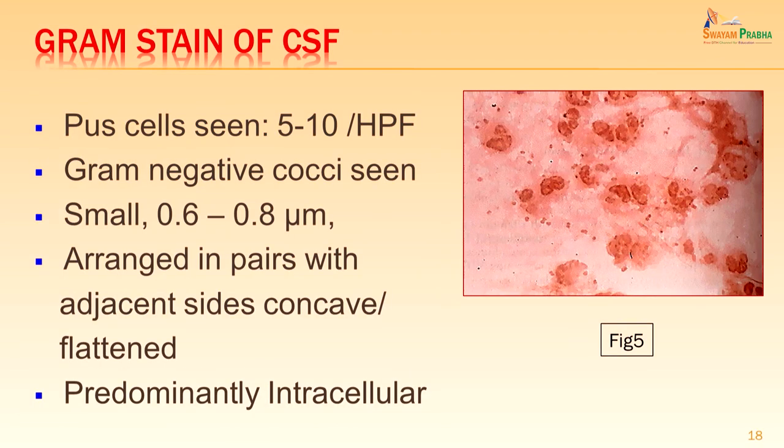The Gram stain of the CSF was more indicative. It showed pus cells 5 to 10 per high power field, Gram negative cocci 0.6 to 0.8 microns in size, which were arranged in pairs with adjacent sides concave and flattened. You can see many of them are predominantly intracellular. So, these are the Gram negative cocci which were seen on the Gram stain.